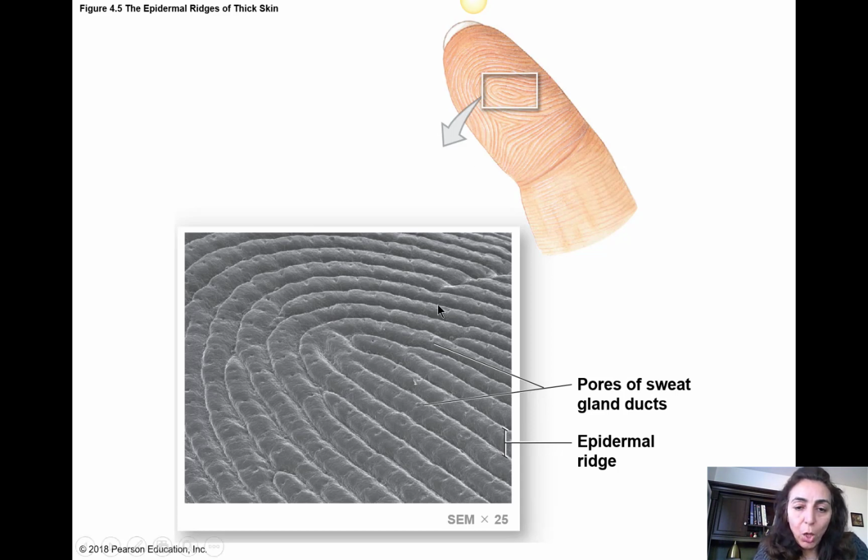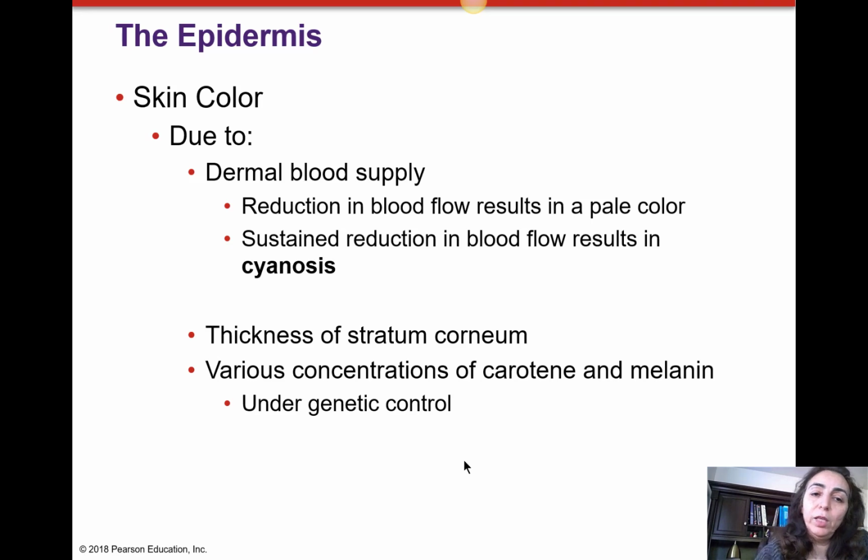Pay attention that on the top of each one of these ridges, we have the pores for the sweat glands. When we push the tip of the finger over any surface, the sweat at the top of all these ridges remains on the surface, and later we can recognize the pattern because the sweat has remained on that surface.